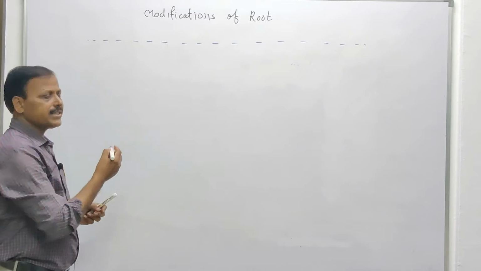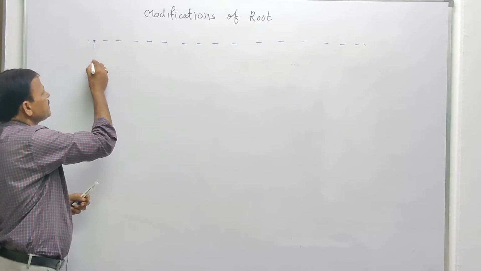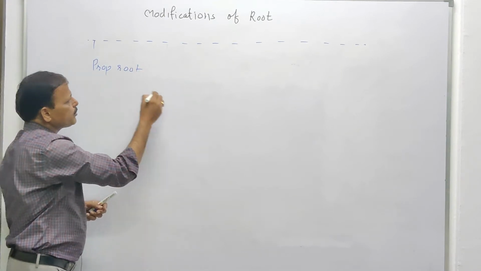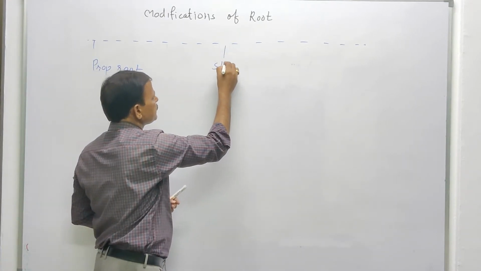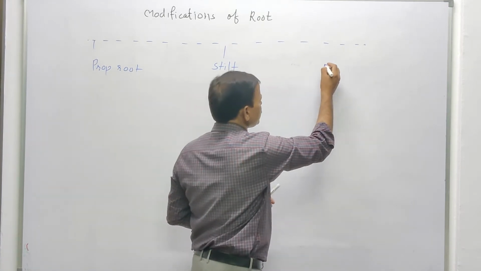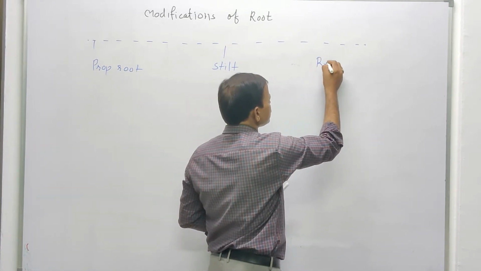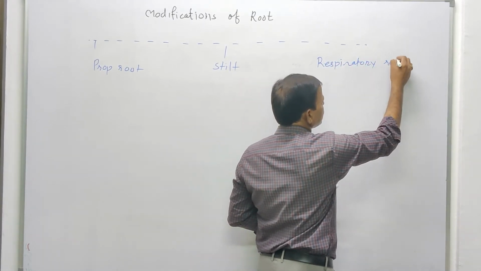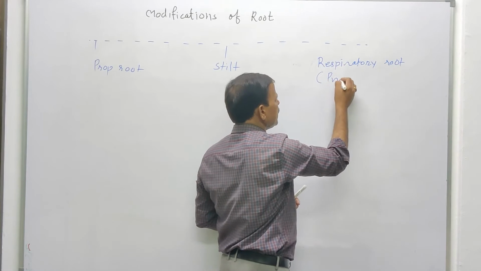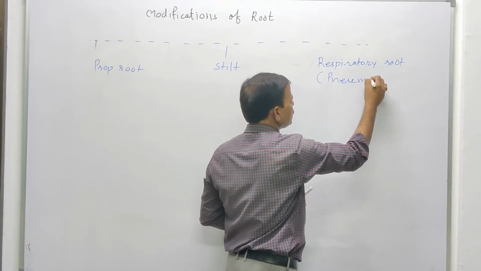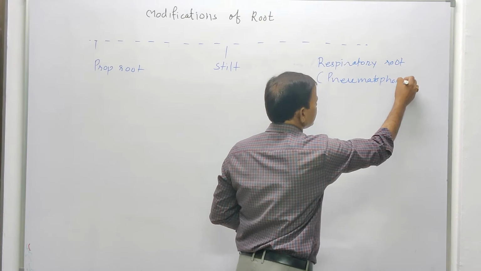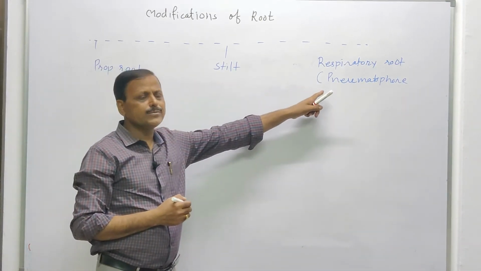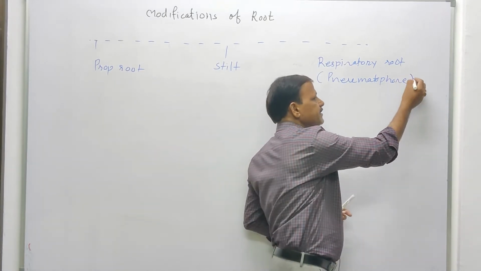So what are the 3 major types which are mentioned in your book? They have mentioned one modification, prop root, another modification, stilt root, and third modification is nematophores, respiratory roots, also known as nematophores. Now, what are these? These 2 types are modified for support, and this third one is modified for respiration.